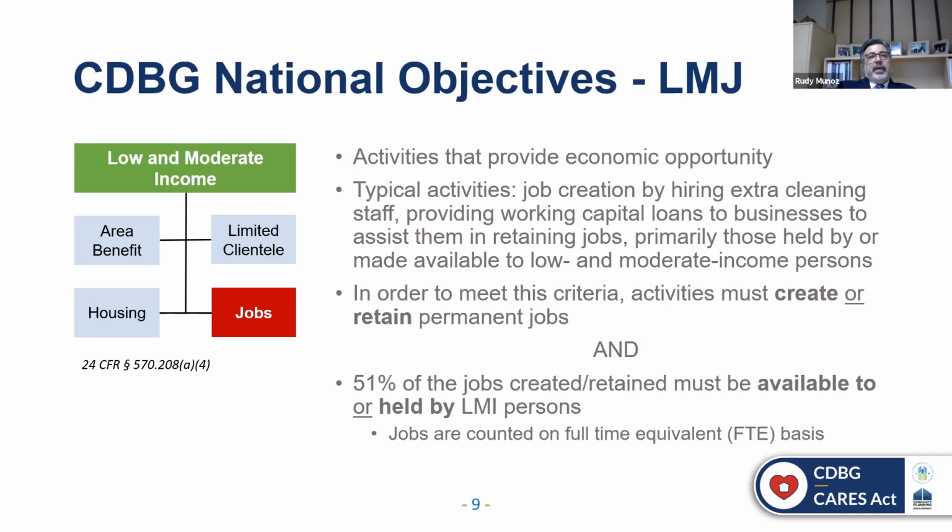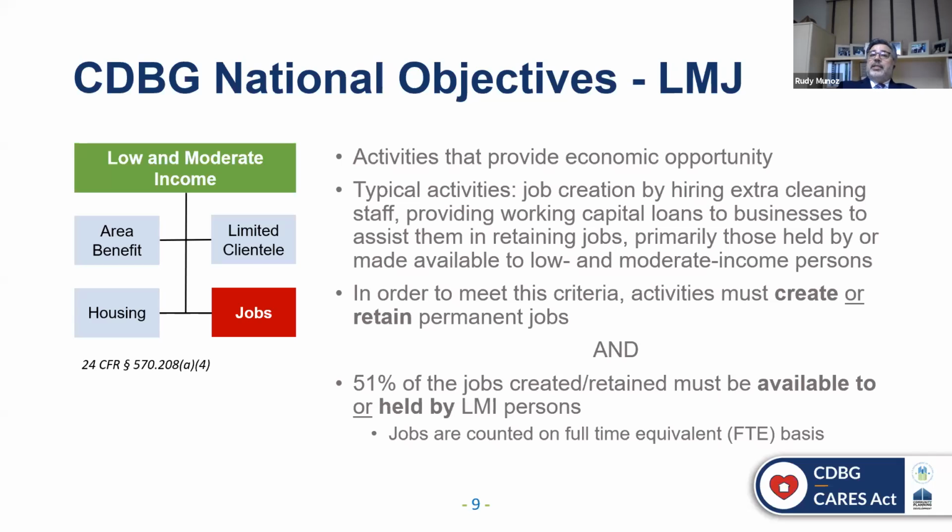Generally, you use the LMJ category in conjunction with activities that support businesses, such as a small business grant or loan program, that provides working capital so that it can assist businesses that are coping with temporary closures or reduced foot traffic. And many of you are implementing this type of program. In exchange for the financial assistance, the business then agrees to create jobs or retain existing jobs that would be lost but for the CDBG-CV funds or loan.